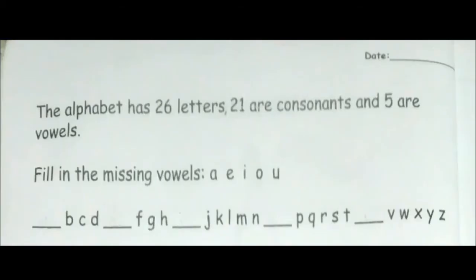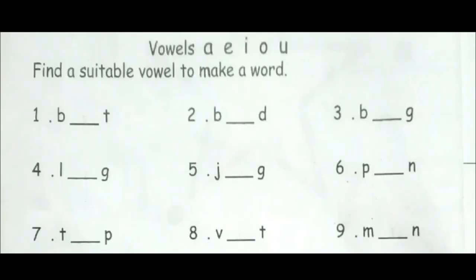Now come to page number 8. Here we have 3 exercises. In the first exercise, we have to fill in the missing vowels A, E, I, O, U. Here you have to write the vowels in sequence. In the second part, you have to find a suitable vowel to make a word. Now here you have to write a suitable vowel to make a proper word.